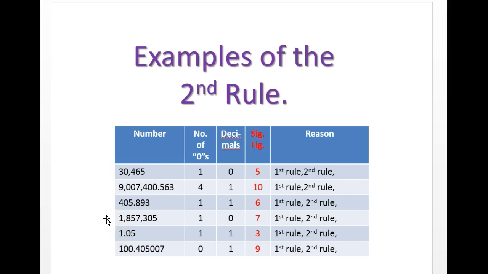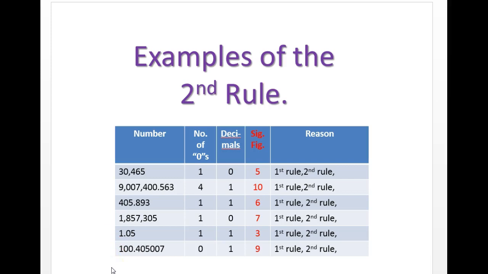Number five is pretty simple. You have 1.05. We have to count that five, we have to count that one, and we have to count the zero as significant. And therefore, we have three significant figures.